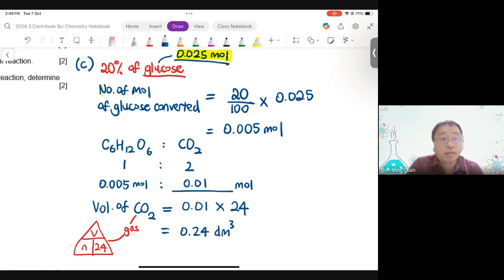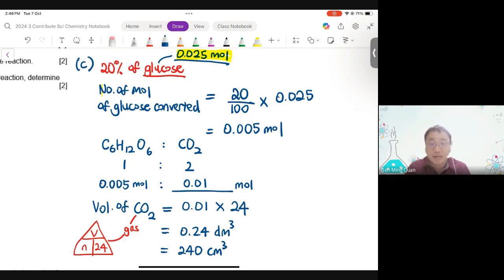All right, can you leave your answer in dm cube or must you convert to cm cube? Don't worry, because the O levels will usually tell you what is the unit they want the answer in. So read the question or read the answer line for the unit. The question might tell you calculate the volume of CO2 in cm cube. Or they will tell you calculate the volume of CO2 produced, full stop. But the answer line shows you cm cube. Then you must convert to cm cube. Okay? So this is how you make use of the 20% of glucose in question number 1.